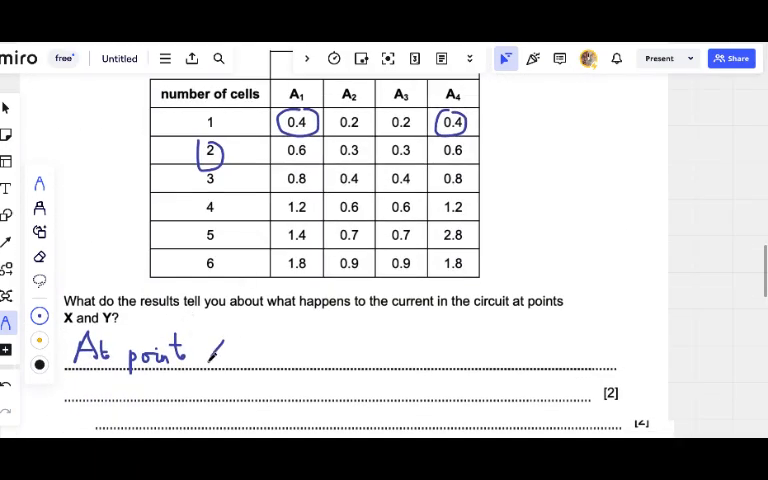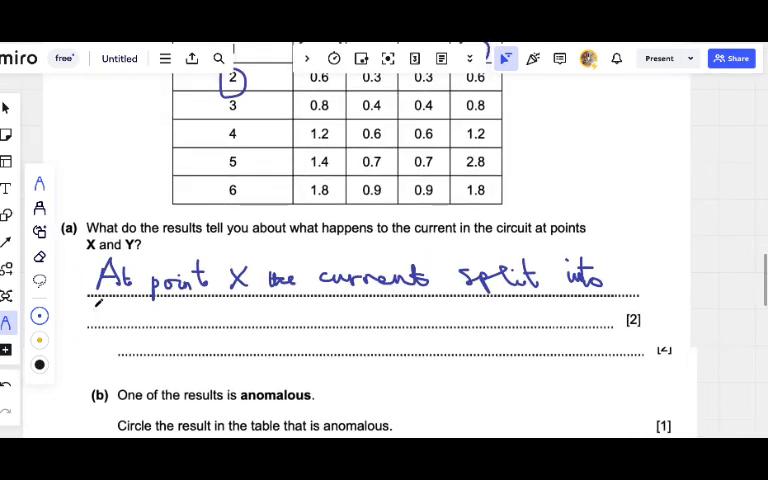At point X, the current splits into 2 equal parts.